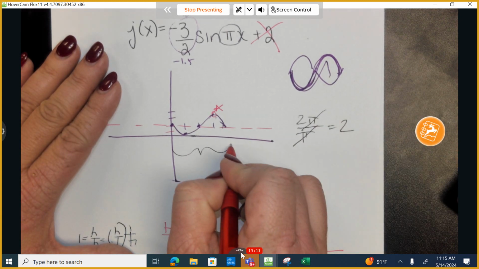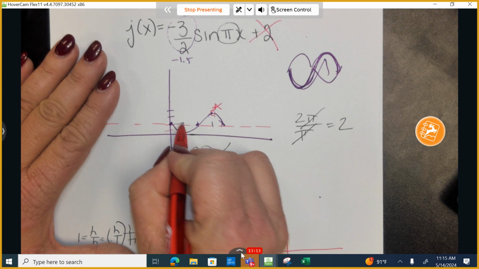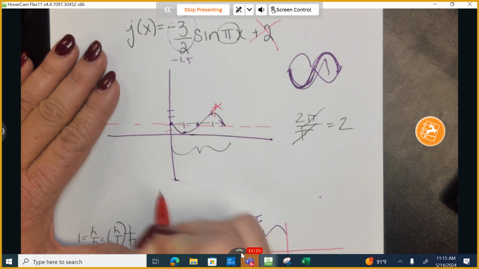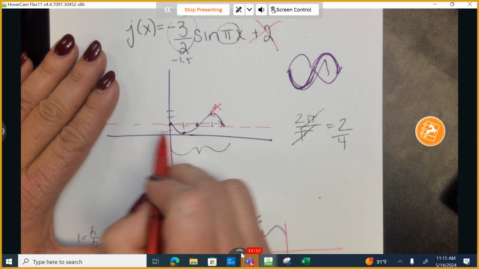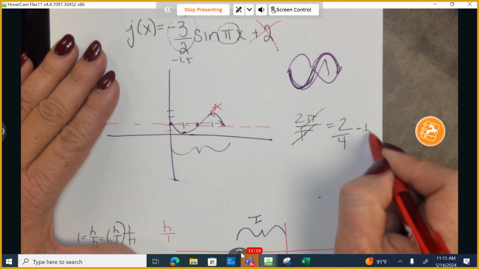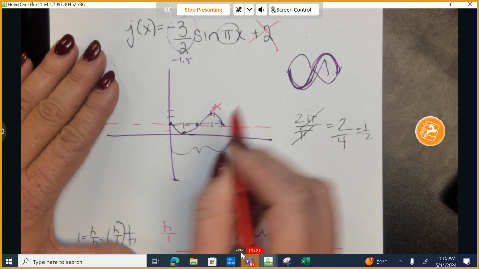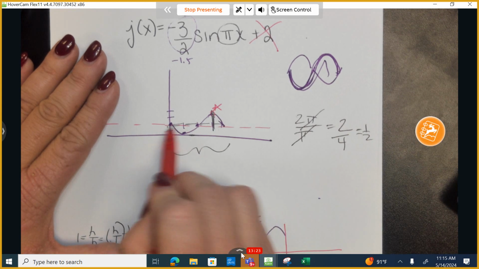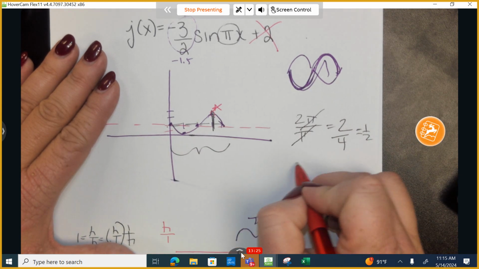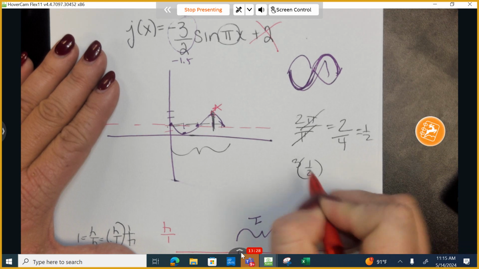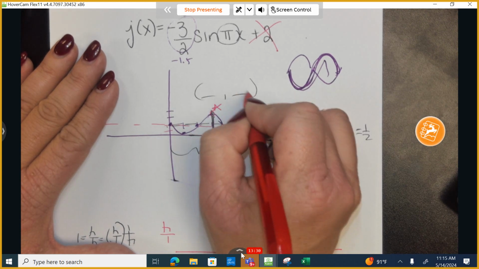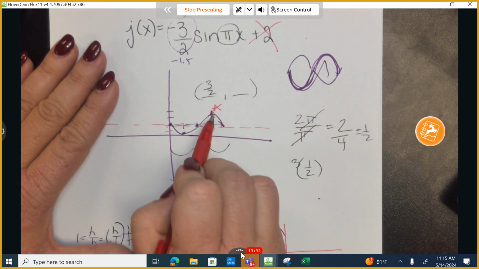This distance is 2. So the x scale is 2 divided by 4 because there are 4 equal steps, which is 1/2. Each of these is 1/2. How many steps have I gone from the beginning to get over here? 3. 3 times the x scale of 1/2 gives me an ordered pair right here of 3 halves.